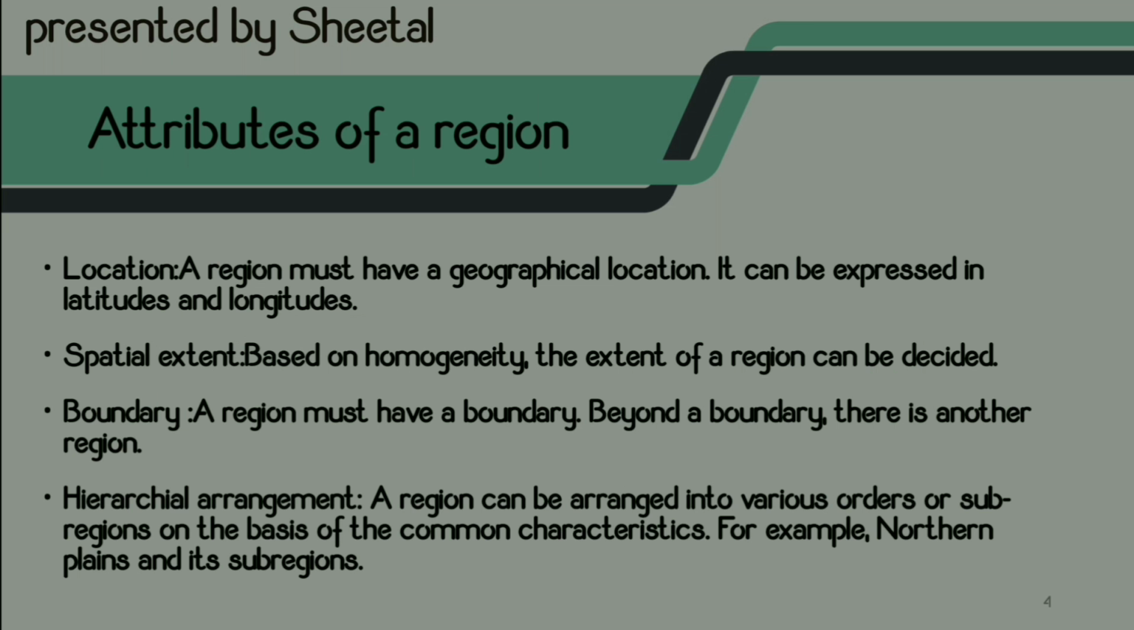So location. A region must have a geographical location. It can be expressed in latitudes and longitudes. Whenever we see a globe, you can see there are vertical and horizontal lines. These are your longitudes and latitudes respectively. Based on that, we can understand and search the location. It belongs to which latitudinal angle and which longitudinal angle, whether it is above the equator, below the equator, east, west, north, south. So everything can be determined by the location.